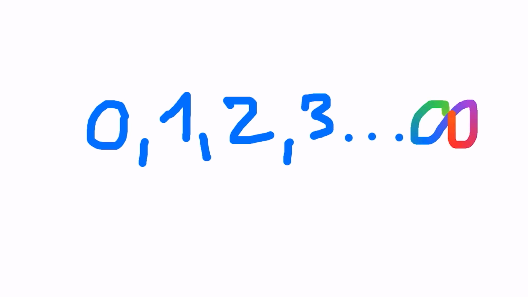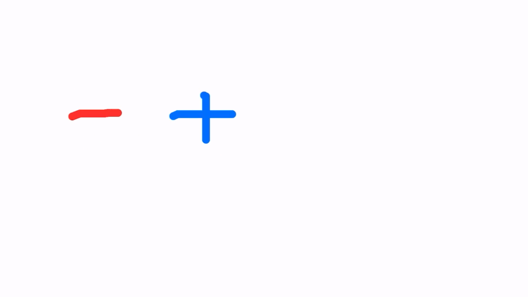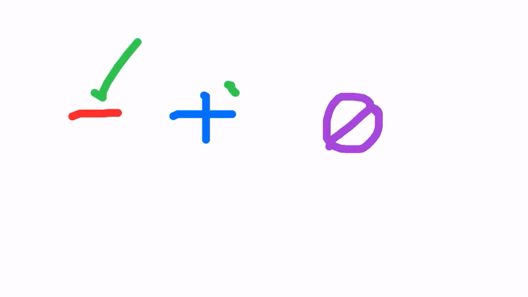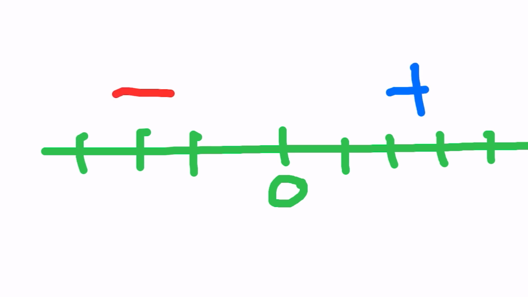Next, we have integers, which include all negative and positive numbers, as well as 0, from negative infinity to positive infinity. However, these still only include whole numbers, so still no fractions or decimals. However, we use both sides of the number line.